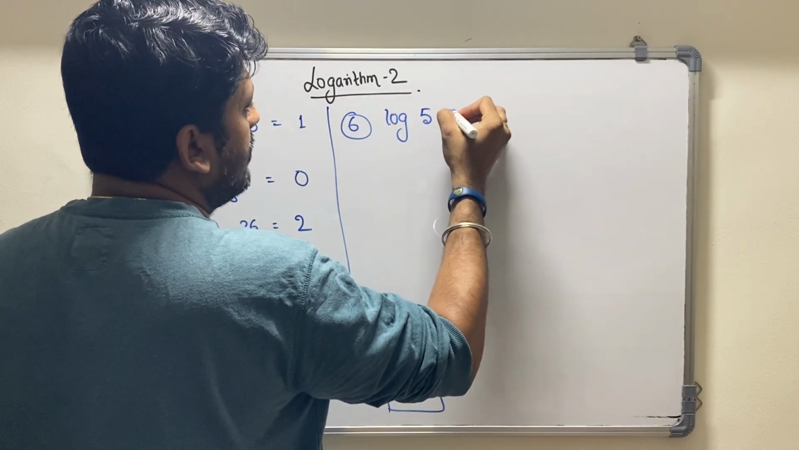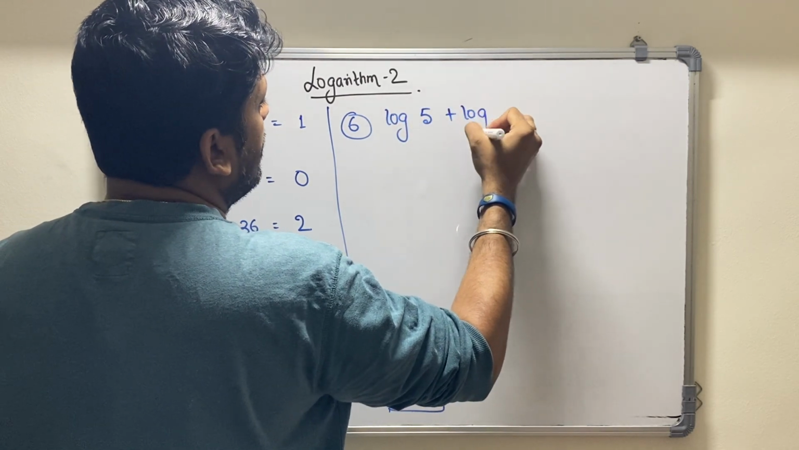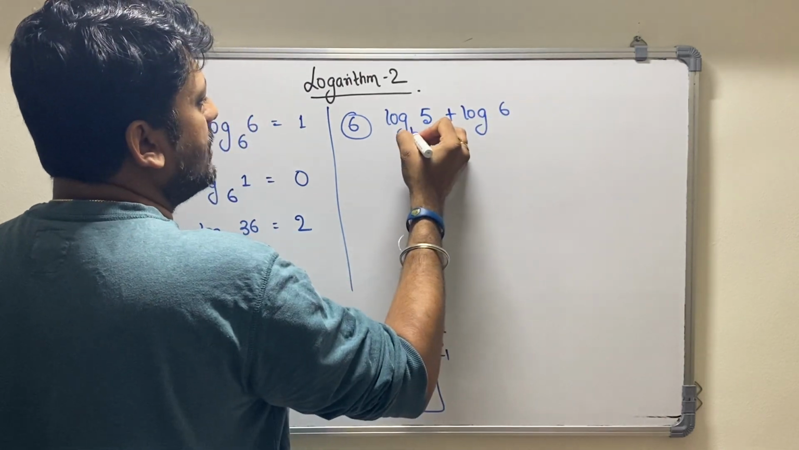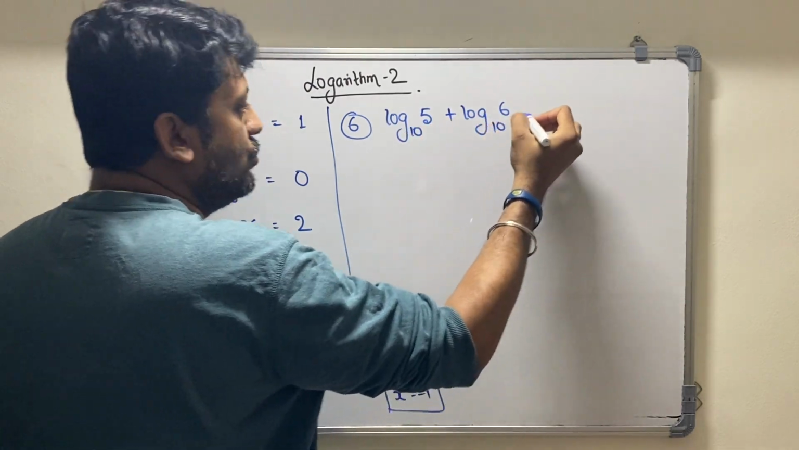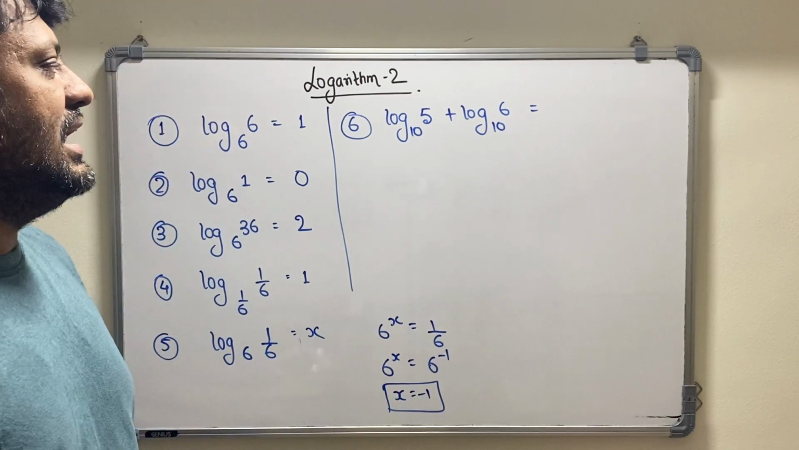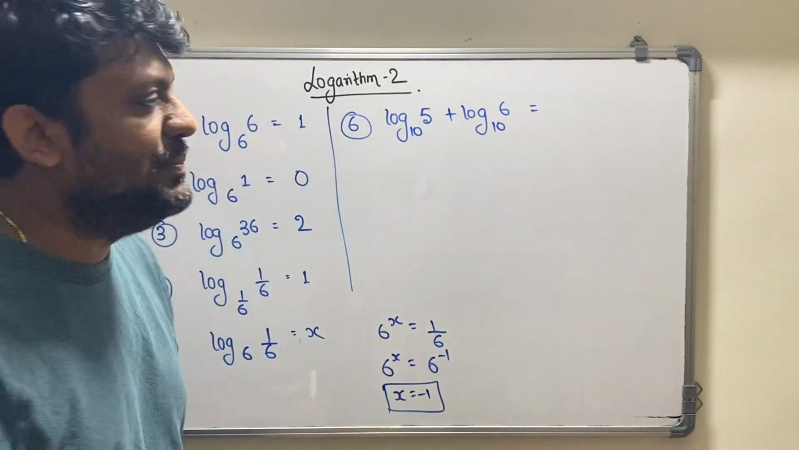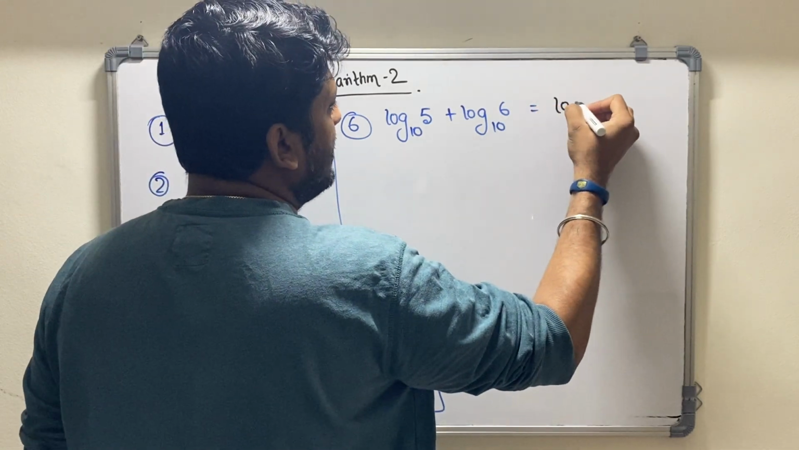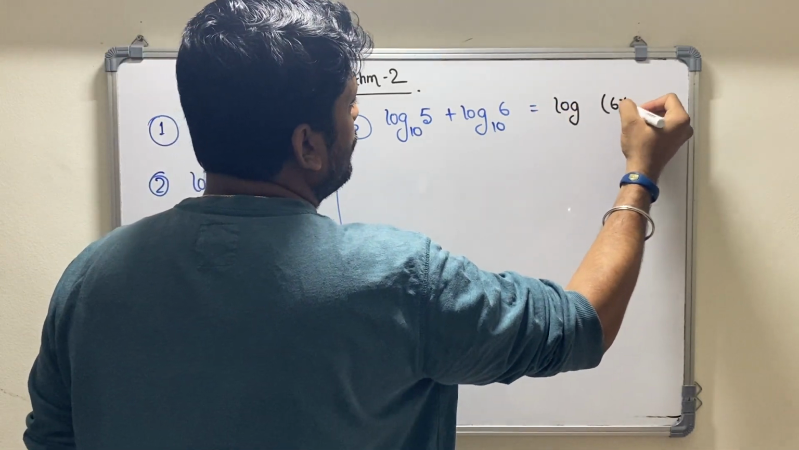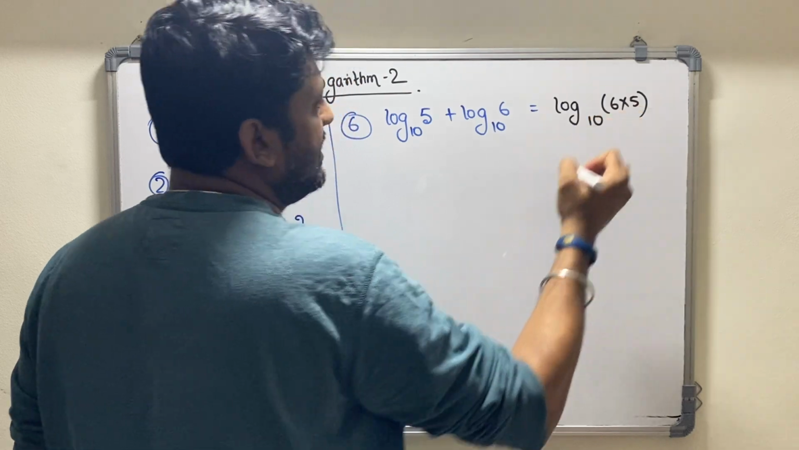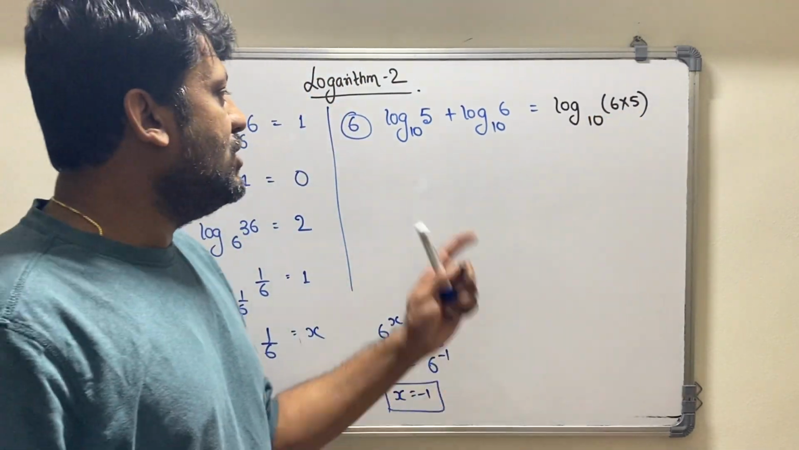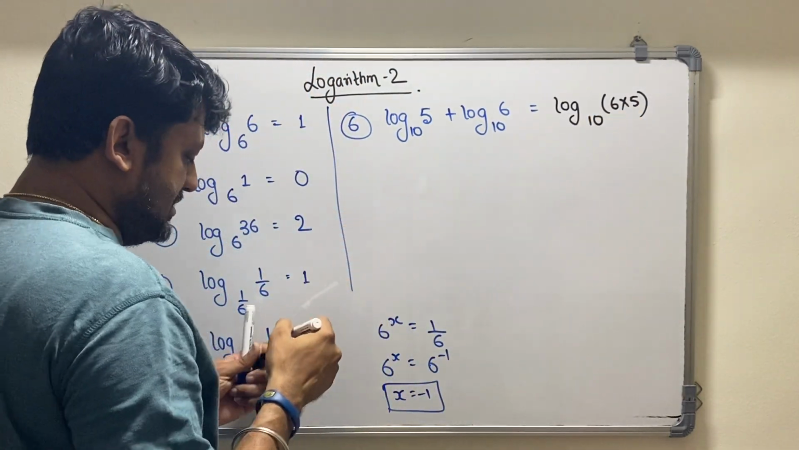Log 5 plus log 6, and suppose the base is 10. Most students go here and write log 11 base 10. No, here the properties of logs will be used, and you have to write log 6 into 5, which is 30, base 10. Remember, here you have to use the properties. Question number 7, I'll show you.